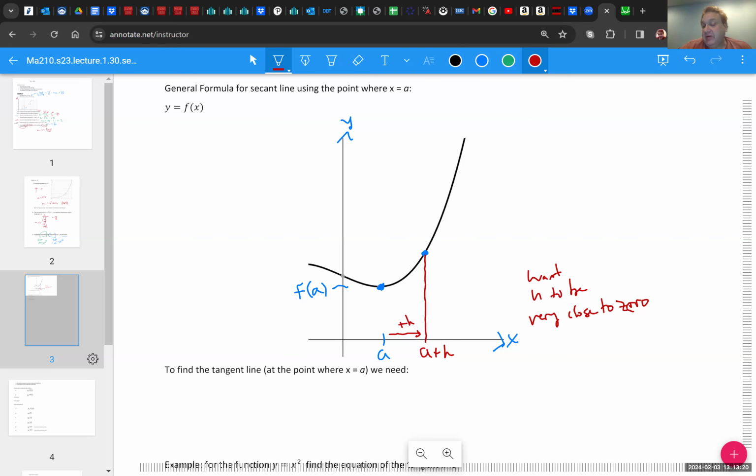Well, if a plus h is our new x value, then our corresponding y value is when you plug a plus h into the function, and we call that very dramatically f of a plus h. So there's my y2, y1, x2, x1. So if I'm going to be calculating the slope of the secant line, so this is secant line.